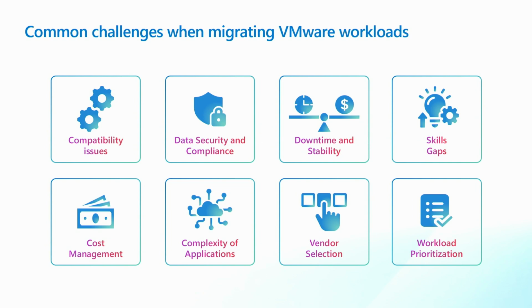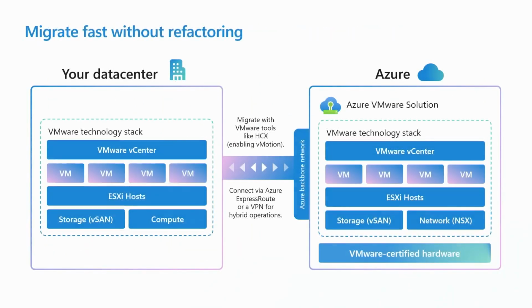Another big thing is downtime and stability, skill gaps, cost management. We all know migrations can be costly and time-consuming. And that greatly increases depending on the complexity of your applications, as well as some of the dependencies. And that's why it's really important to choose the right vendor and prioritize workloads effectively. The exciting part about this is AVS, Azure VMware Solution, is designed to mitigate these challenges and make it as easy and quick as possible to get your VMware workloads into the cloud.